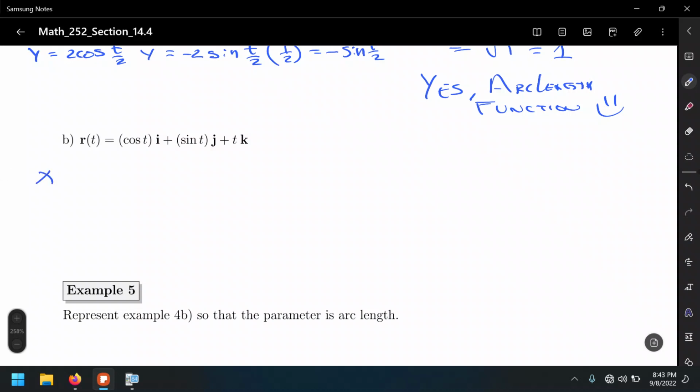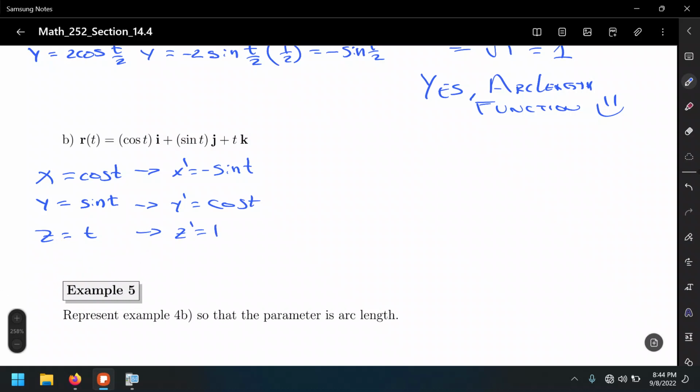All right, let's look at the second example and determine whether this vector valued function is parameterizing arc length. So x equals cosine t, y equals sine t, and apparently it looks like arc length, but there's something here. So x prime equals negative sine t, y prime equals cosine t, and z prime equals 1. Now let's make the test. The magnitude of the derivative of r.